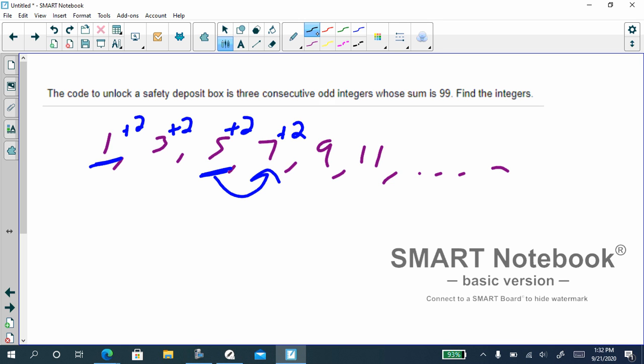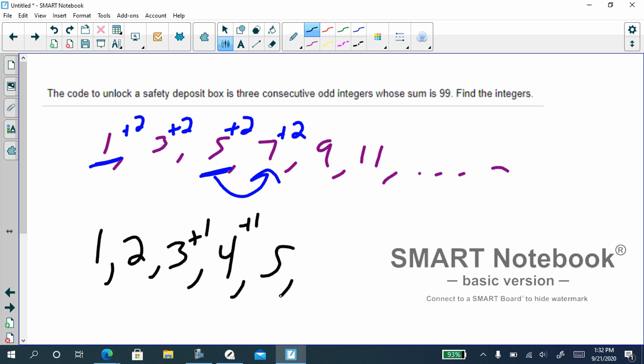If we only added 1, if I add 1 to 1, I get 2. If I add 1 to 2, I get 3. If I add 1 to 3, we get 4. Add 1 to 4, we get 5. So if we're only adding 1 each time, those are consecutive numbers, but they're not all odd. So to get consecutive odd numbers, we start with one number, add 2 so that it skips the one in the middle, the even one, and gets to the odd one.